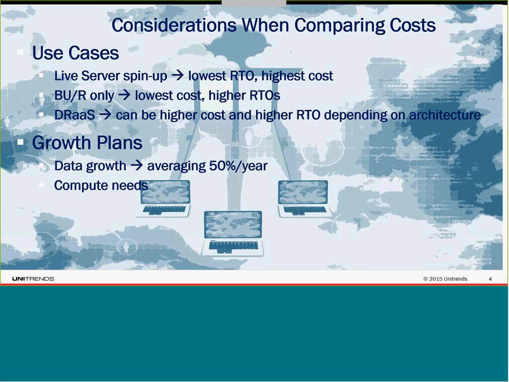Another consideration, of course, is your own individual growth plans. It's well published in the industry that data tends to grow at an average of about 50% a year, to be factored into what your ongoing costs will be for using public clouds. And of course, your compute needs will escalate as well, perhaps not linearly with data growth, but certainly tightly related with data growth as you're using these applications.